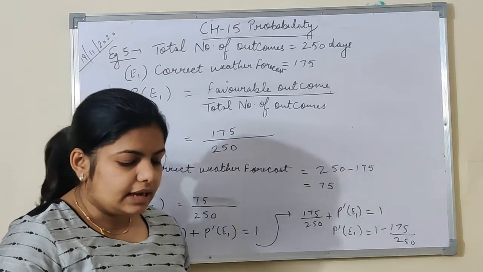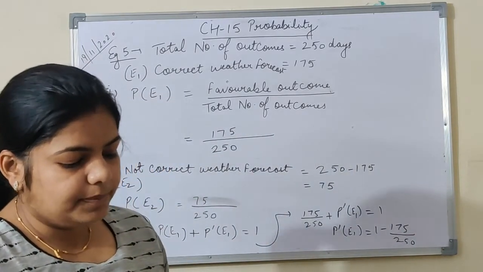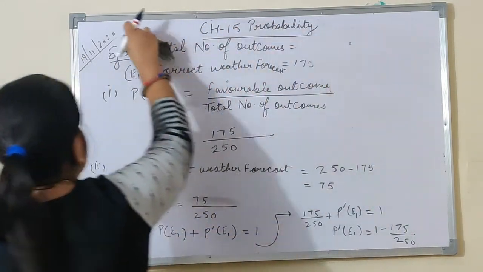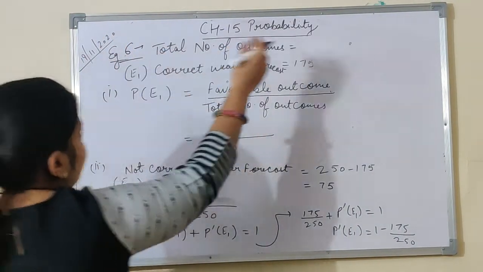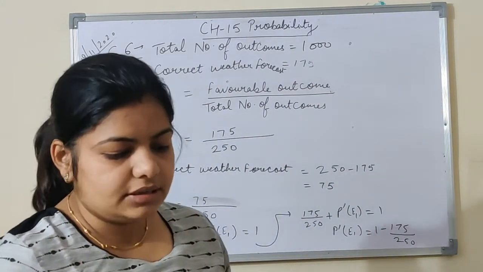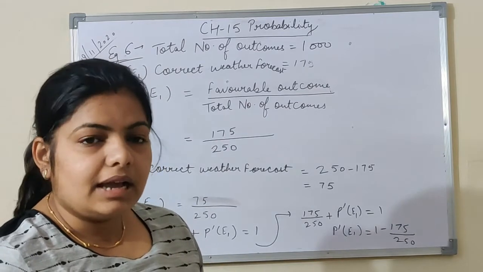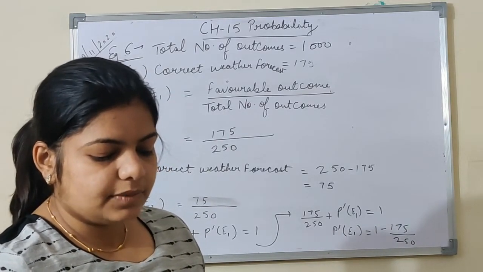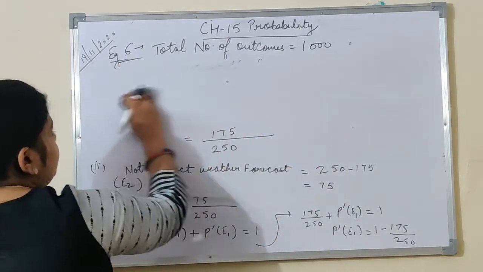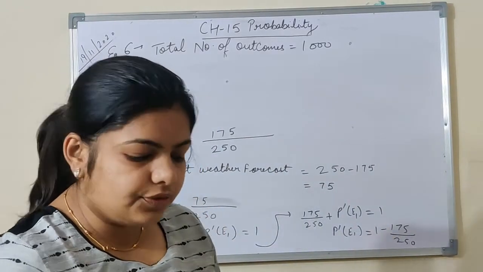The next example is that a tire manufacturing company kept a record of the distance covered before a tire needed to be replaced. The table shows the results of 1000 cases. Here again you can see that the total number of cases is 1000, so my total number of outcomes is 1000. Some distances are given and the frequency on the basis of that is given. If you buy a tire of this company, what is the probability that it will need to be replaced before it has covered 4000 kilometers? Now we have to find the probability that it needs to be replaced before it has covered 4000 kilometers.